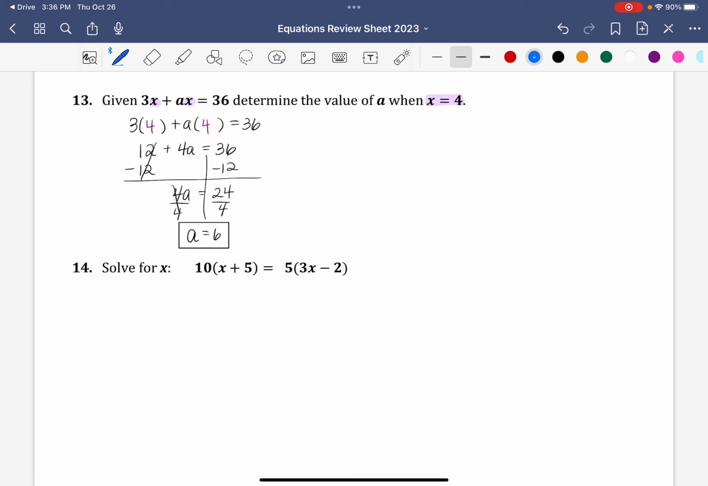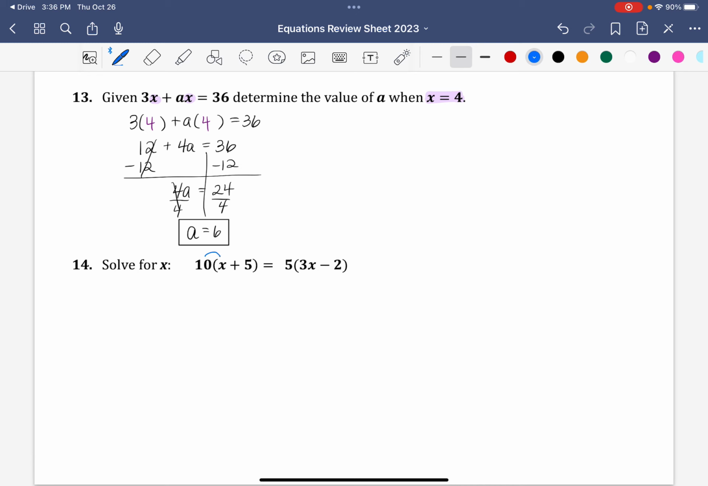All right, number 14, I have parentheses again. So parentheses should let us know that we're going to be distributing. So 10 times the x is 10x. 10 times the 5 is 50. And that should equal 5 times 3x, which is 15x, and 5 times negative 2, which is negative 10.